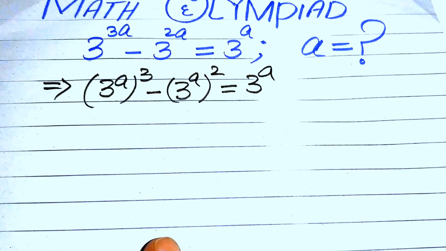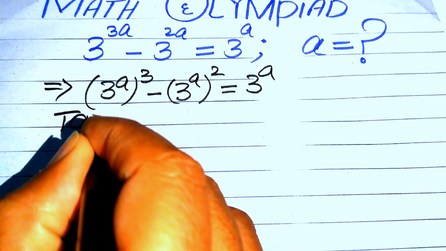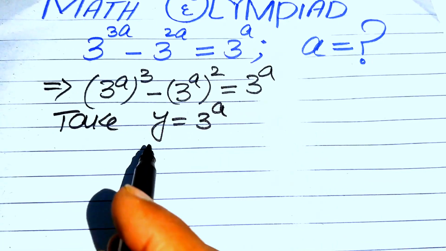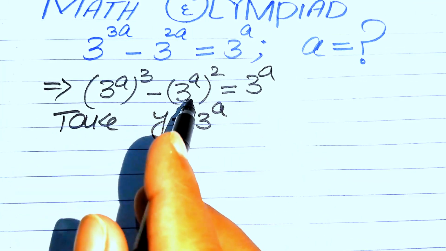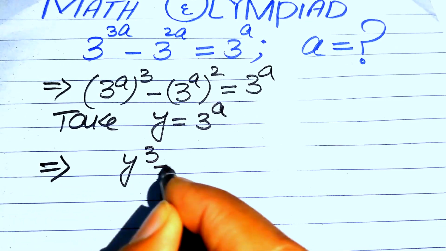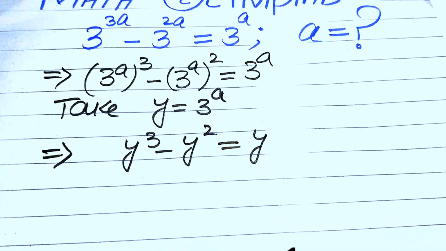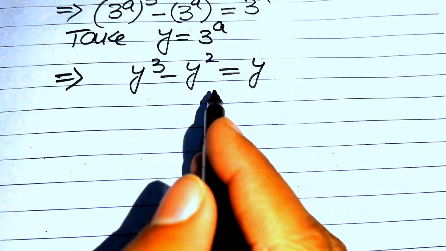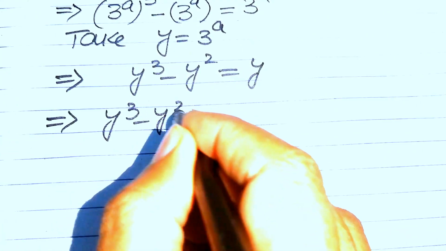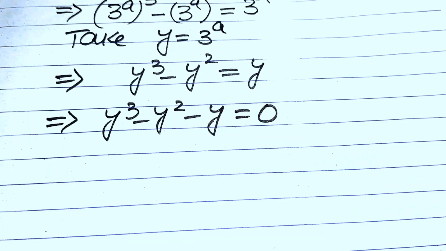In the next step, we convert this exponential equation into a cubic form, so we take y equals 3 to the power of a. When we put y equals 3 to the power of a in this equation, it becomes y cubed minus y squared equals y. Now we move this y to the left hand side, and it becomes y cubed minus y squared minus y equals 0.